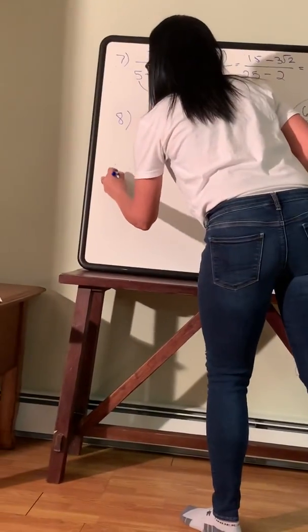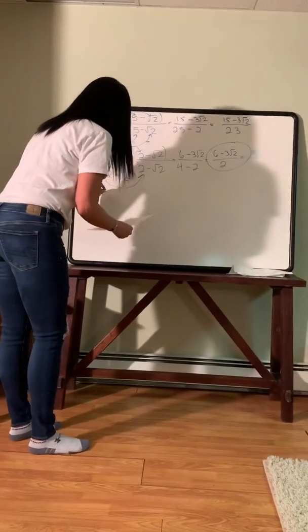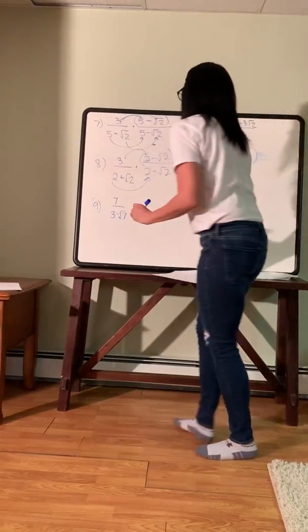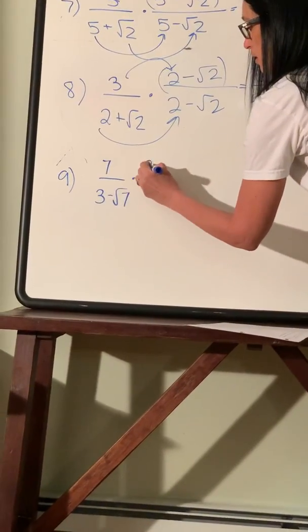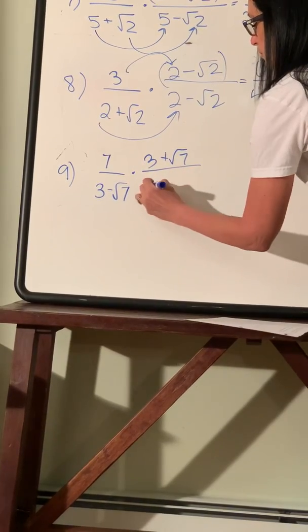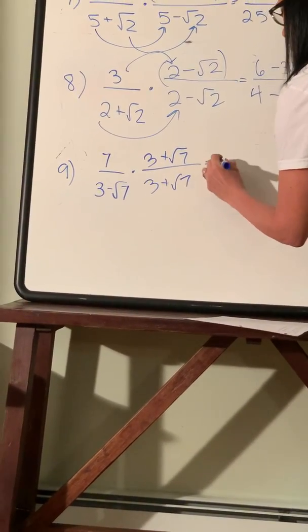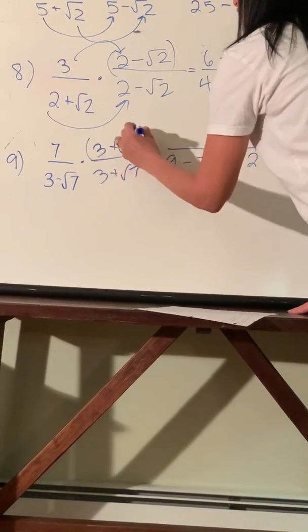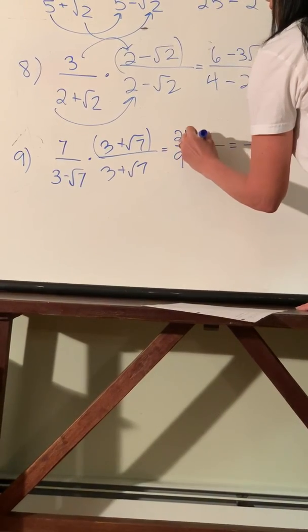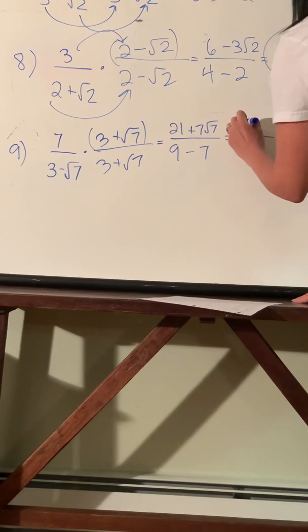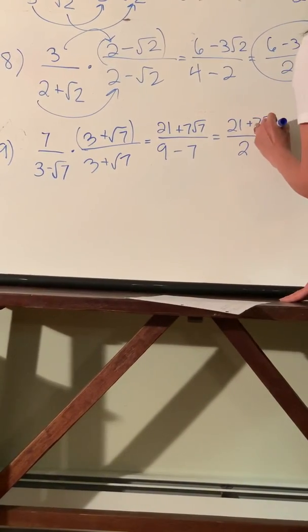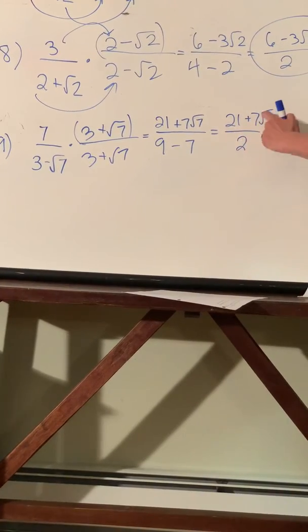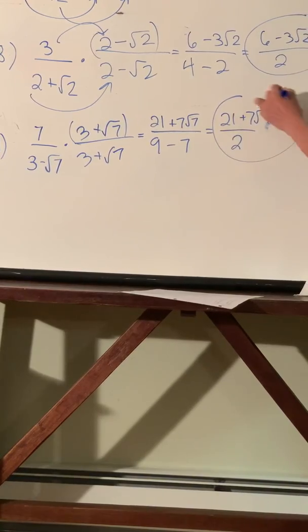And last one. Okay, so now I'm going to multiply the top and the bottom by 3 plus radical 7. So on the bottom I have 9 minus 7, which is 2. On the top, do the distributive property, I get 21 plus 7 radical 7. Bring that over and check to see if there's anything I could do to simplify. This does not go into all 3 numbers, so that's my final answer. And that's it.